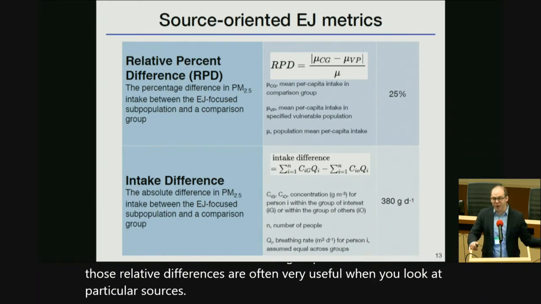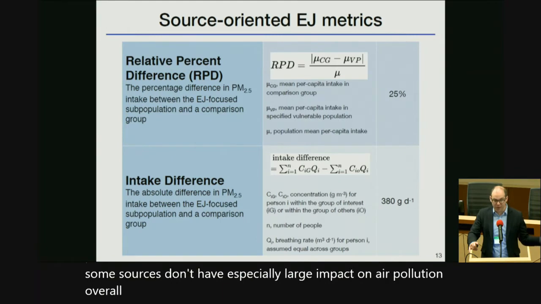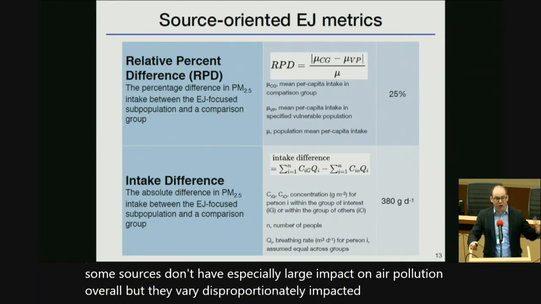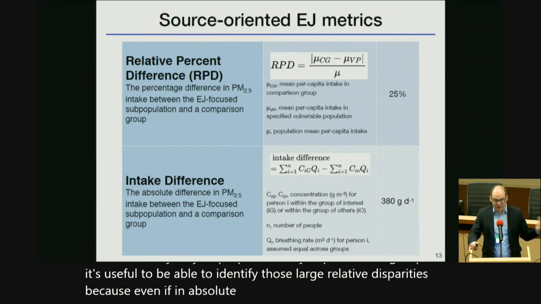And those relative differences are often very useful when we look at particular sources. Some sources don't have especially large impact on air pollution overall, but they very disproportionately impact one group. And it's useful to be able to identify those large relative disparities because even if in absolute terms they're not enormous, they still have strongly disparate impacts.